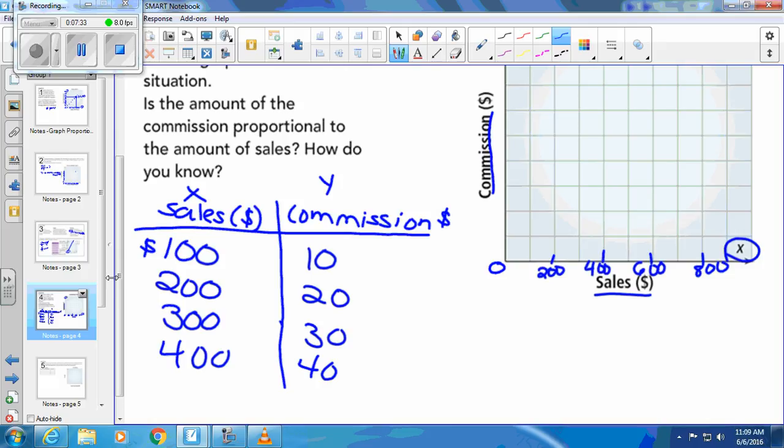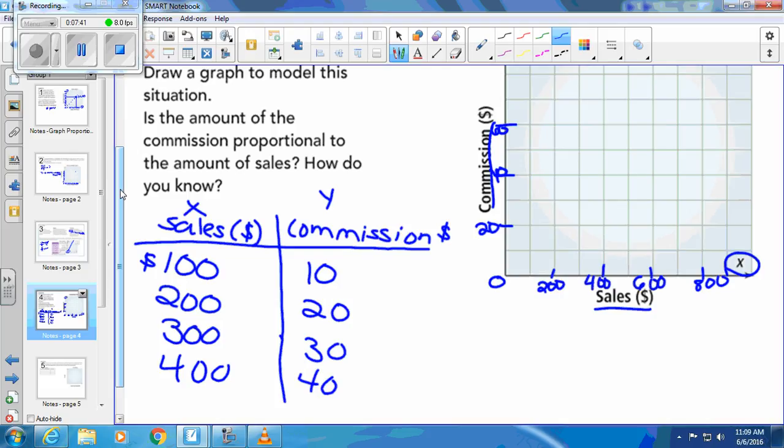Then I do the same thing. I'm going to skip 2 boxes, go up to 20, 40, 60, and 80. Sorry for the constant moving of the screen. Then I plot my points. So I've already figured out that 100, which will be 1 space over, I'm going to get $10. Plot my point. 200, I'll get 20. 300, I'll get 30. 400, I get 40.